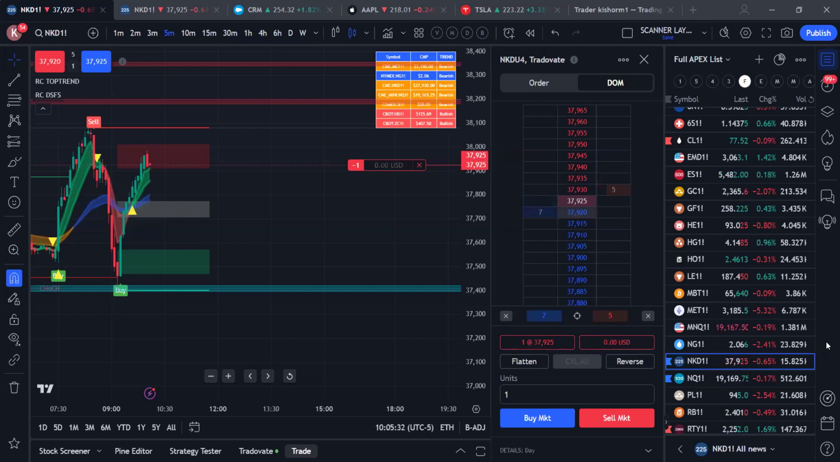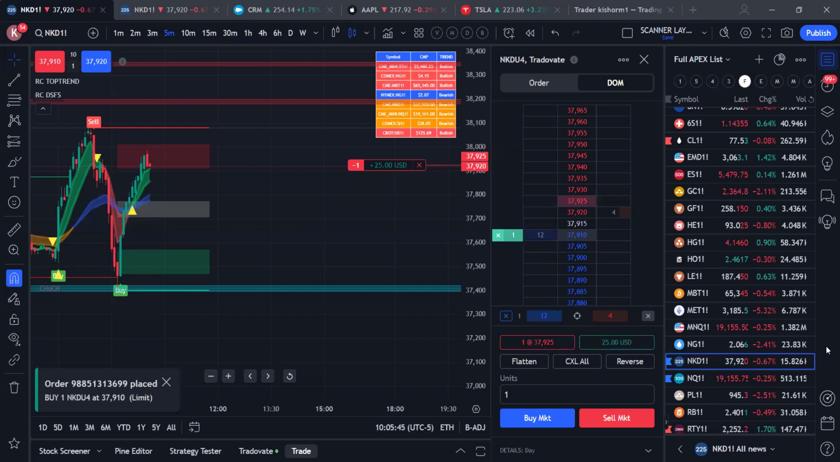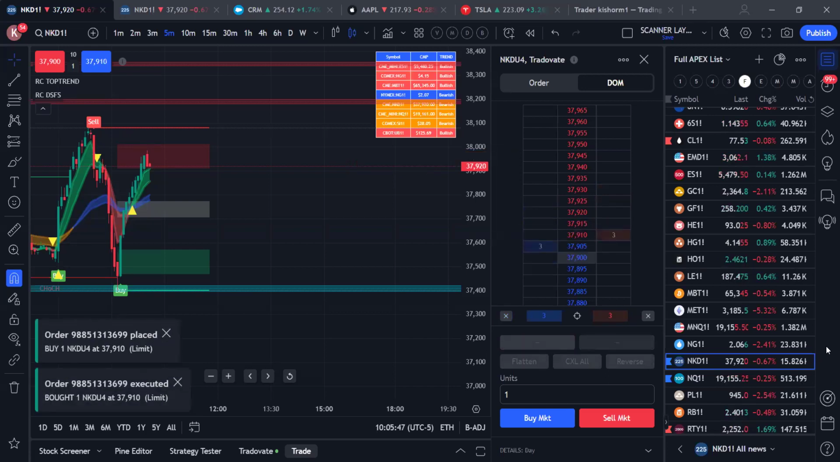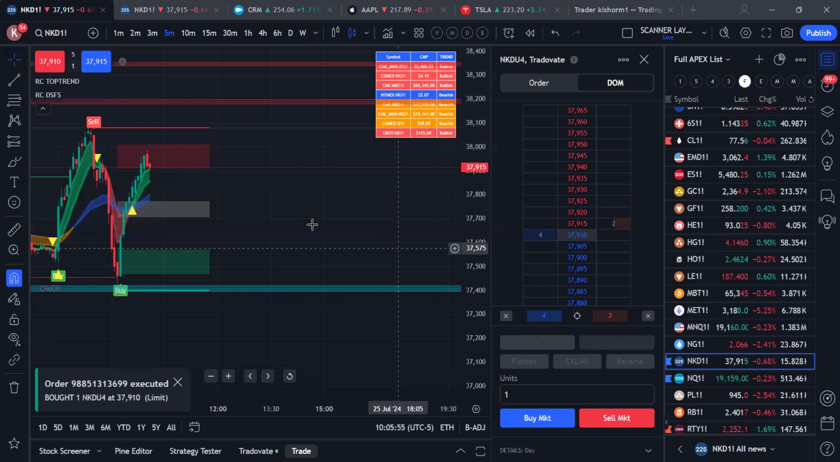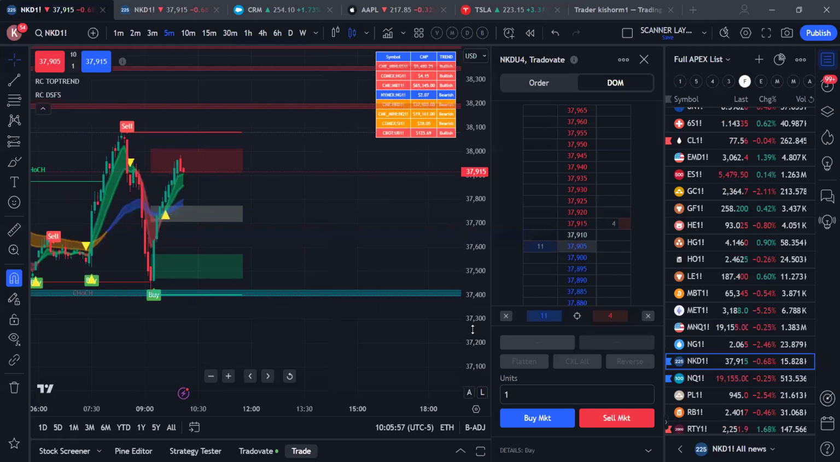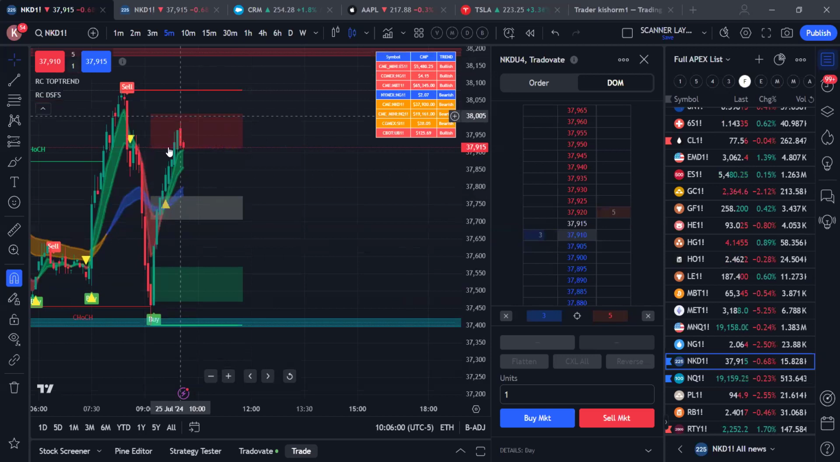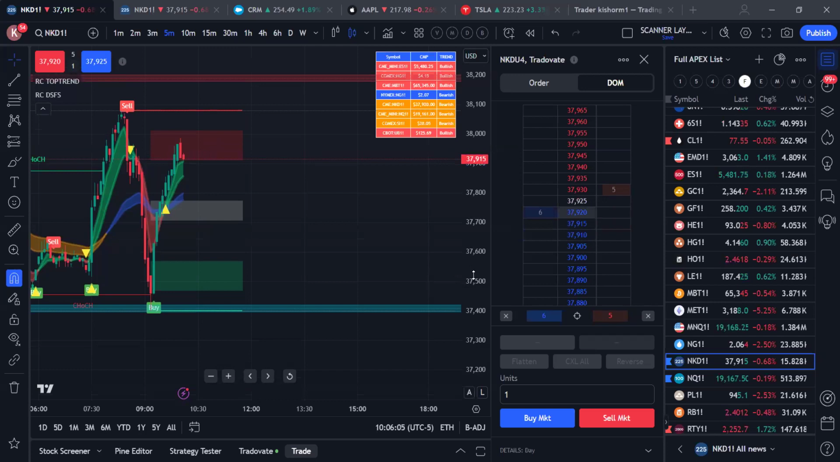So I shorted it at 37,925. If I buy back at 920, that is already $25 per account. So I'll put something at 910. That is nearly $75. Again, always multiply with 20 accounts. 75 into 20 is $1,500, because it is not just one account. The same account is connected to 20 PA accounts. That is the advantage when you trade with top firms, when you have a strong setup.